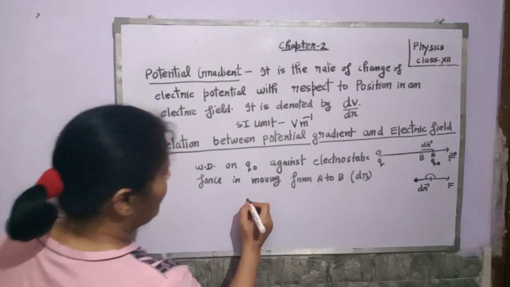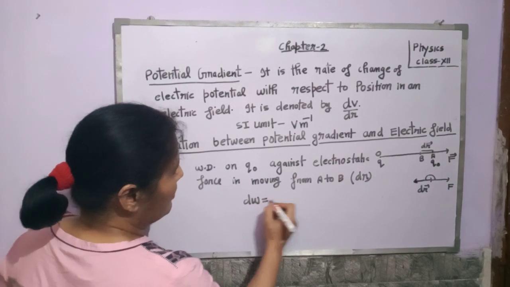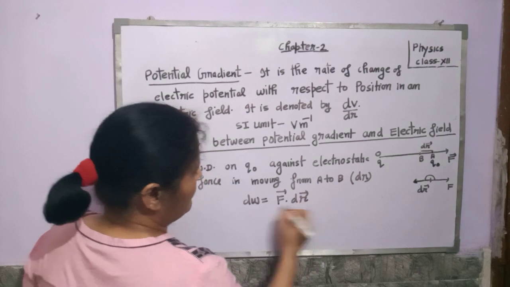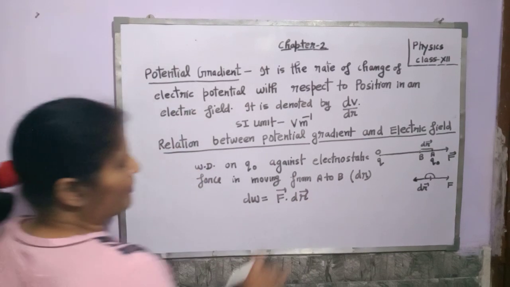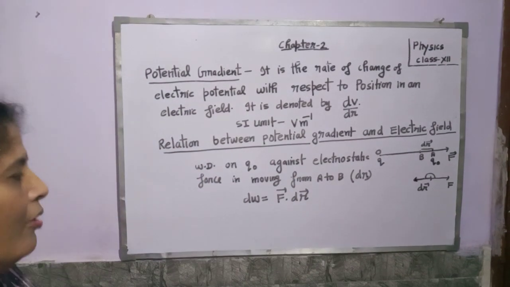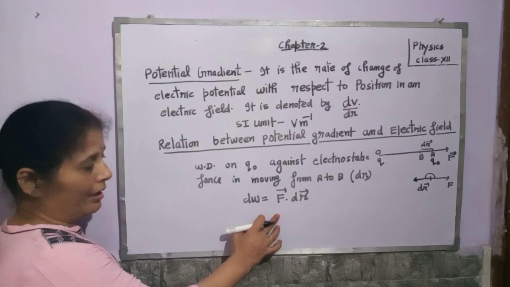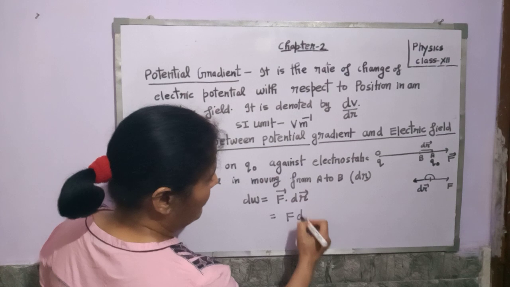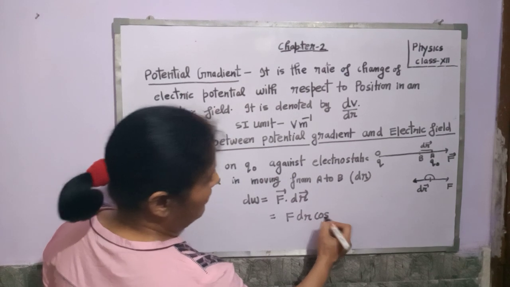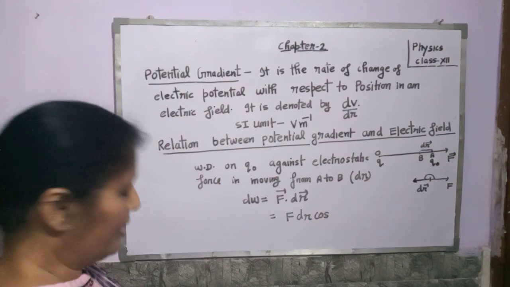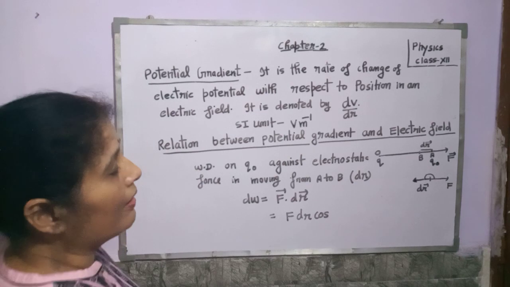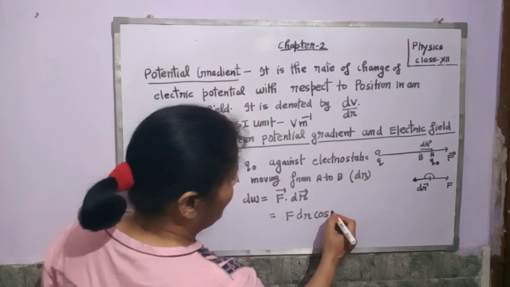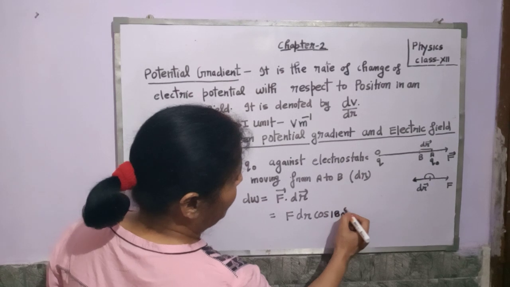You can say here dW is equal to F dot dr. This is the ordinary formula for the work done. Now this is a dot product. If we extend this, this becomes equal to F dr cos theta. What is the value of theta here? Because the angle between F and dr is 180 degrees, therefore the value of theta is 180 degrees.